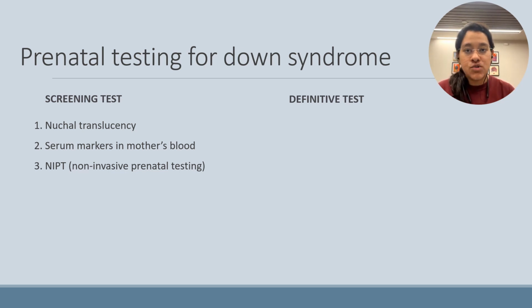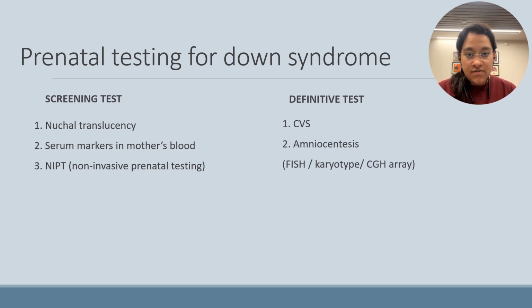We'll be looking at each of these in detail in the further slides. Whereas if we go ahead with the definitive test, which is diagnostic, which is gold standard, which is required to confirm diagnosis, we have two. The first one is CVS or chorionic villous sampling, and the second one is known as amniocentesis.